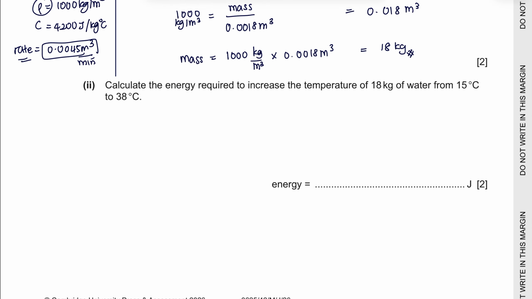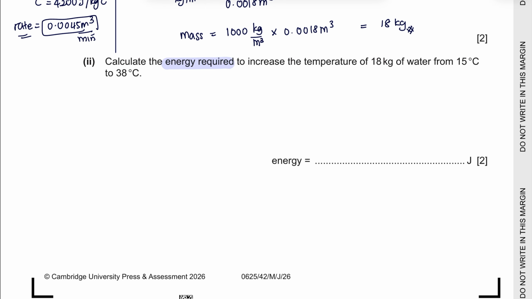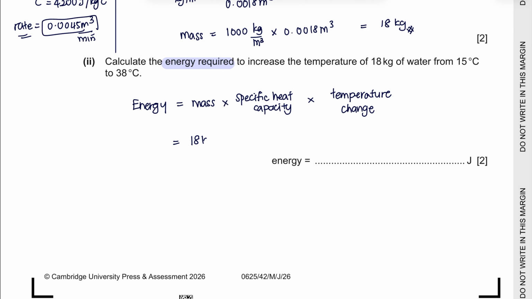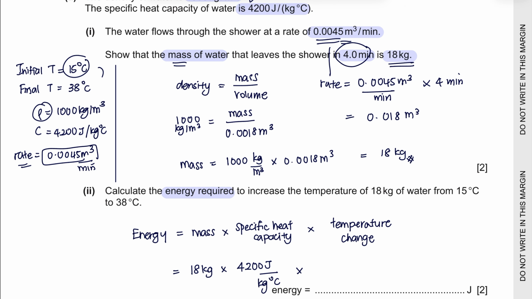Next question, part 2. Calculate the energy required to increase the temperature of 18 kilograms of water from 15 to 38 degrees Celsius. As mentioned previously, one of the formulas that will be needed in chapter 2 is the change of energy equal to mass times specific heat capacity times temperature change. So the mass has been calculated, which is 18 kilograms. Your specific heat capacity is 4200 joules per kilogram degrees Celsius, and the temperature changes from 15 to 38.